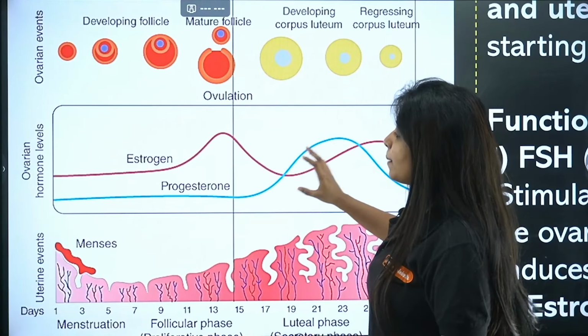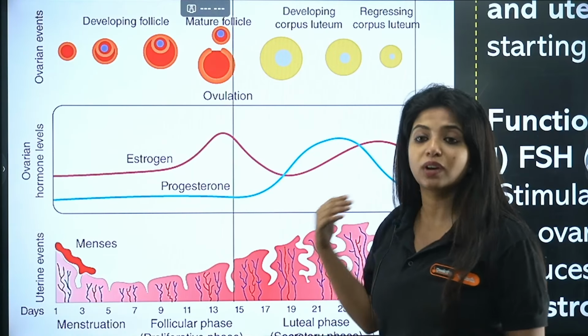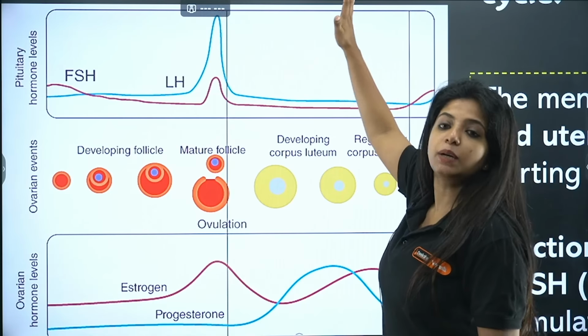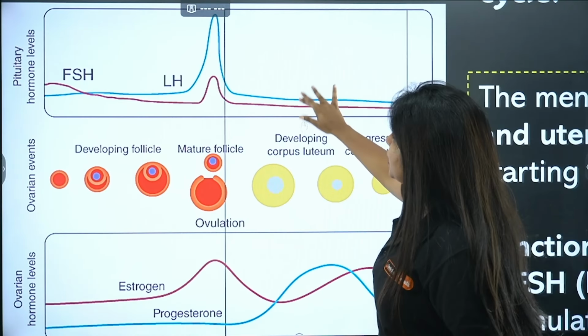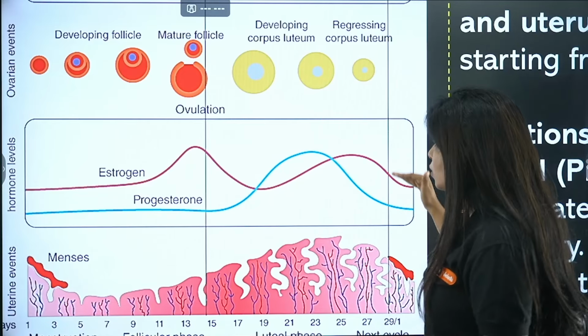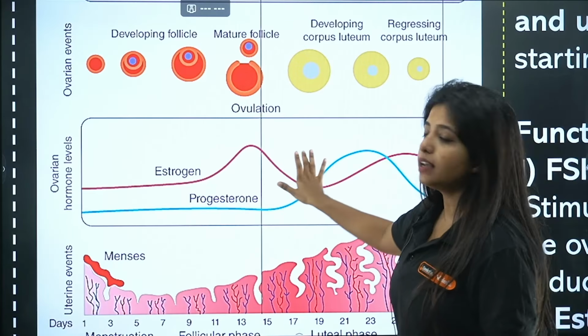Now, what usually happens is that when the level of progesterone is very high, it does not allow FSH and LH to go up. It makes them drop. And when they drop, my dear children, the corpus luteum will not be maintained, which is why the progesterone will also go down and estrogen will also go down, and again you have the menstrual cycle happening.